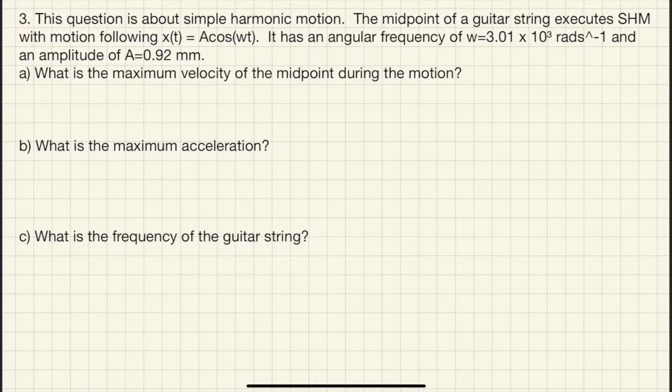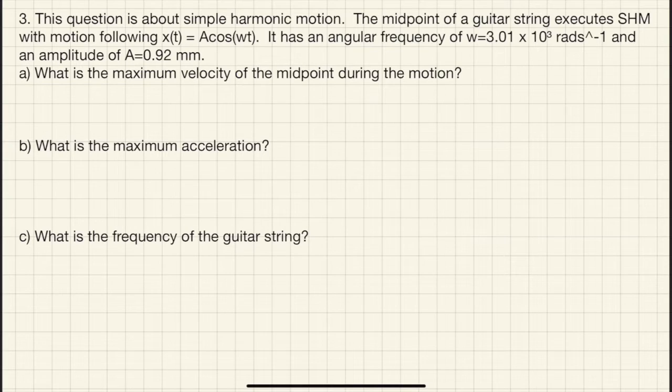Question 3. This question is about simple harmonic motion. The midpoint of a guitar string executes simple harmonic motion with motion following x(t) is equal to A cosine omega t. It has an angular velocity of omega equals 3.01 times 10 to the power of 3 radians per second, and an amplitude of A equals 0.92 millimeters. A. What is the maximum velocity of the midpoint during the motion? B. What is the maximum acceleration? And C. What is the frequency of the guitar string?